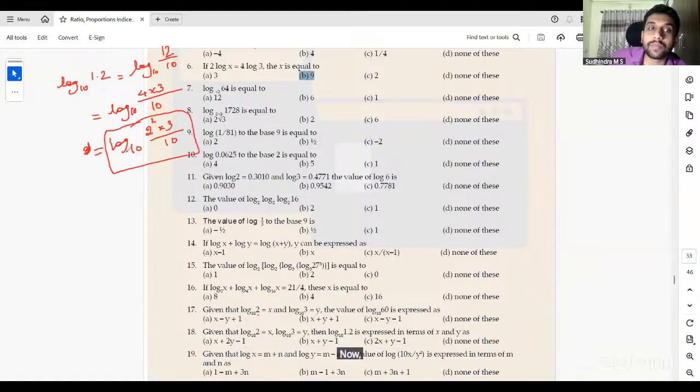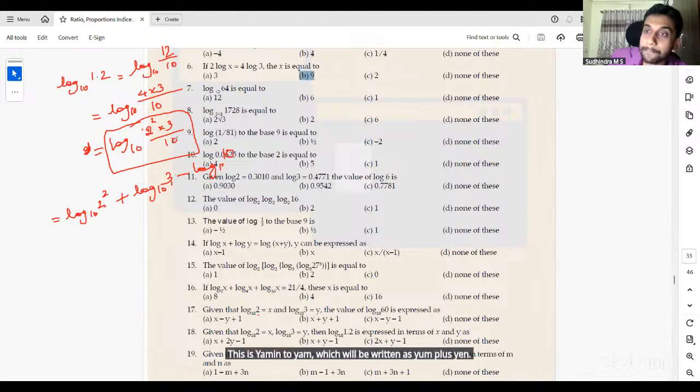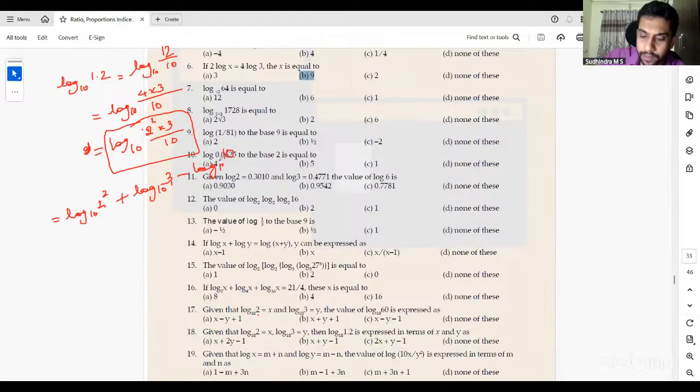Now, if I split this, I get log of 2 square to the base 10 plus log 3 to the base 10 minus log 10 to the base 10. This is m into n, which will be written as m plus n. This is m divided by n, which will be written as m minus n. Applying that principle. Did we all understand this? Is everyone following? Yes, sir. Very good.